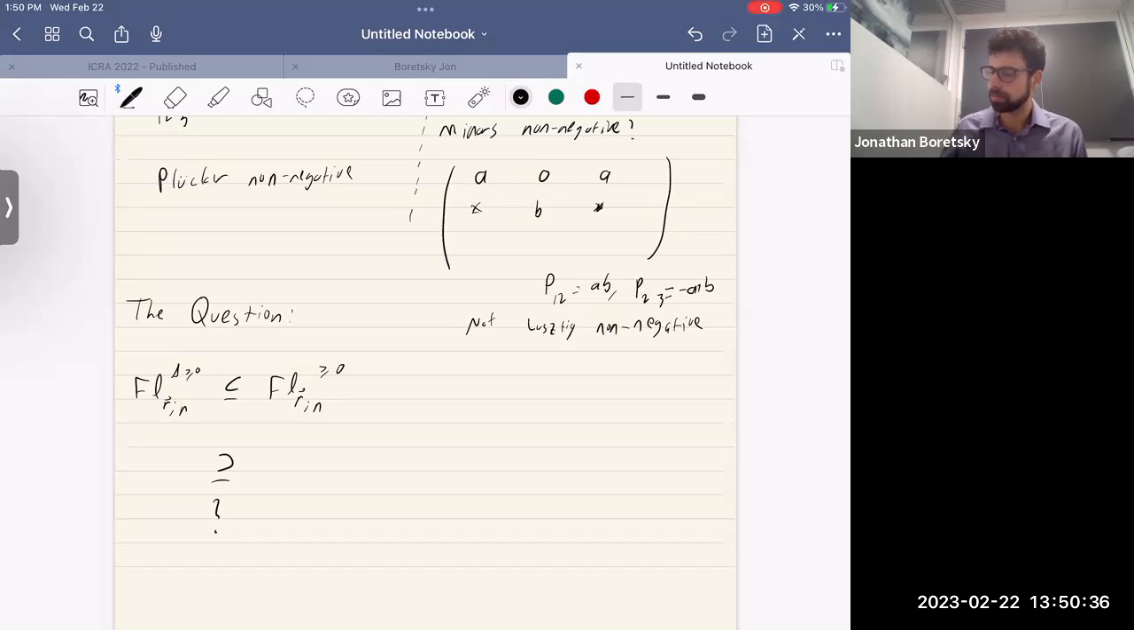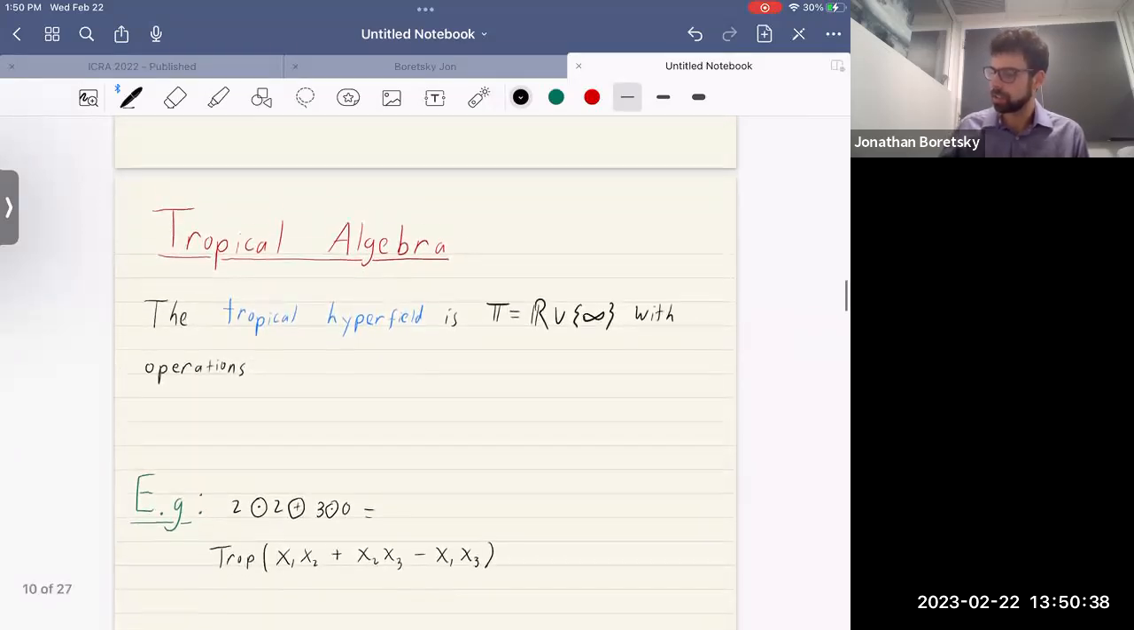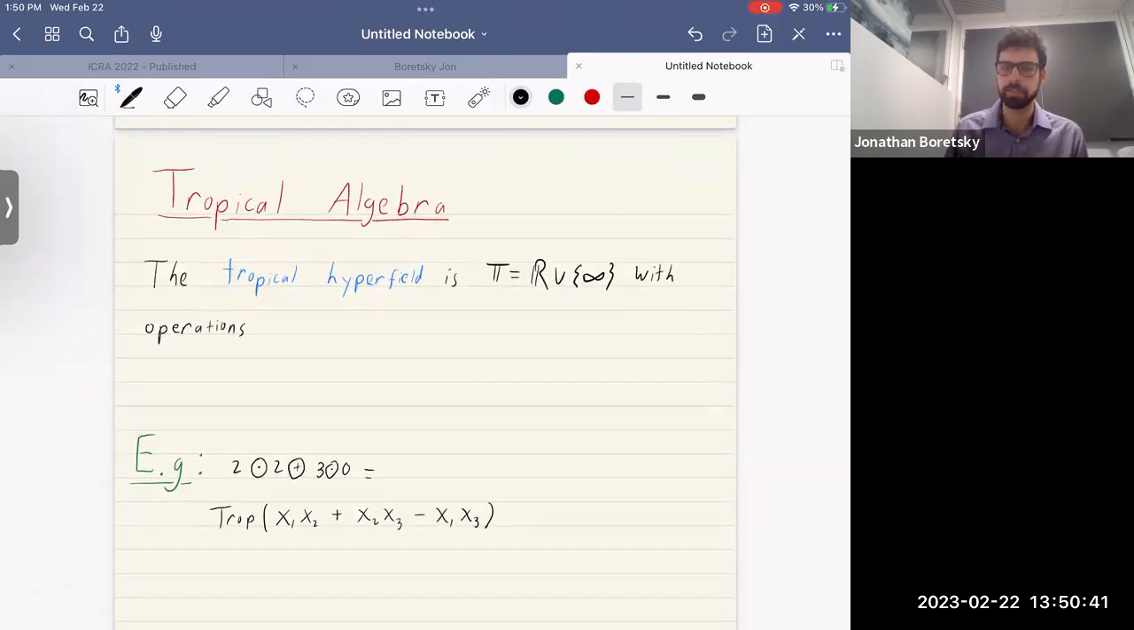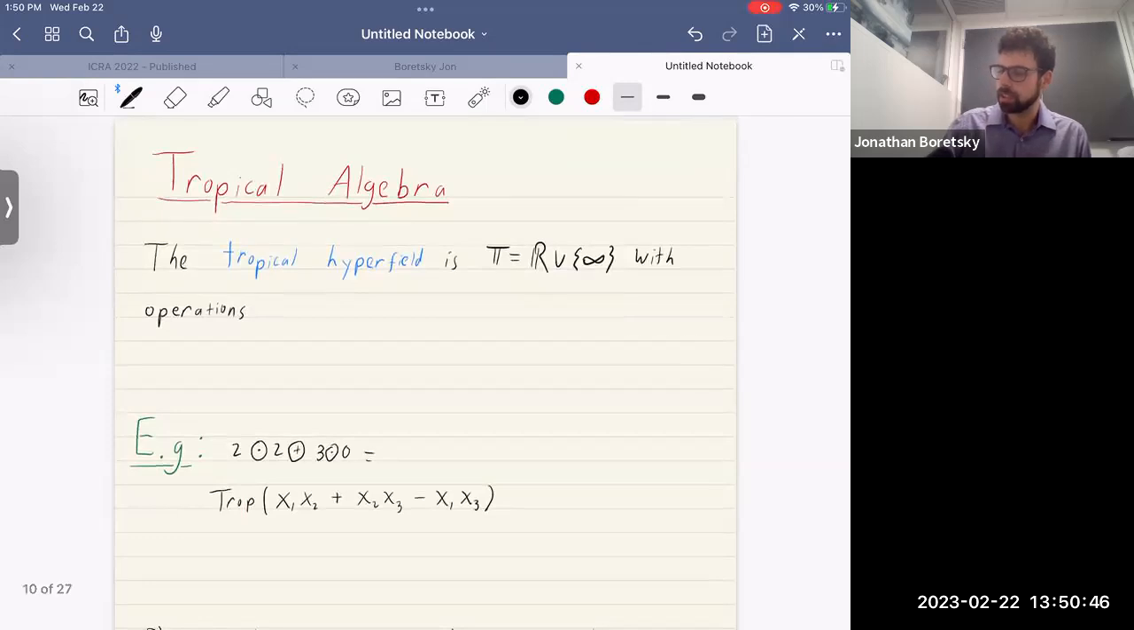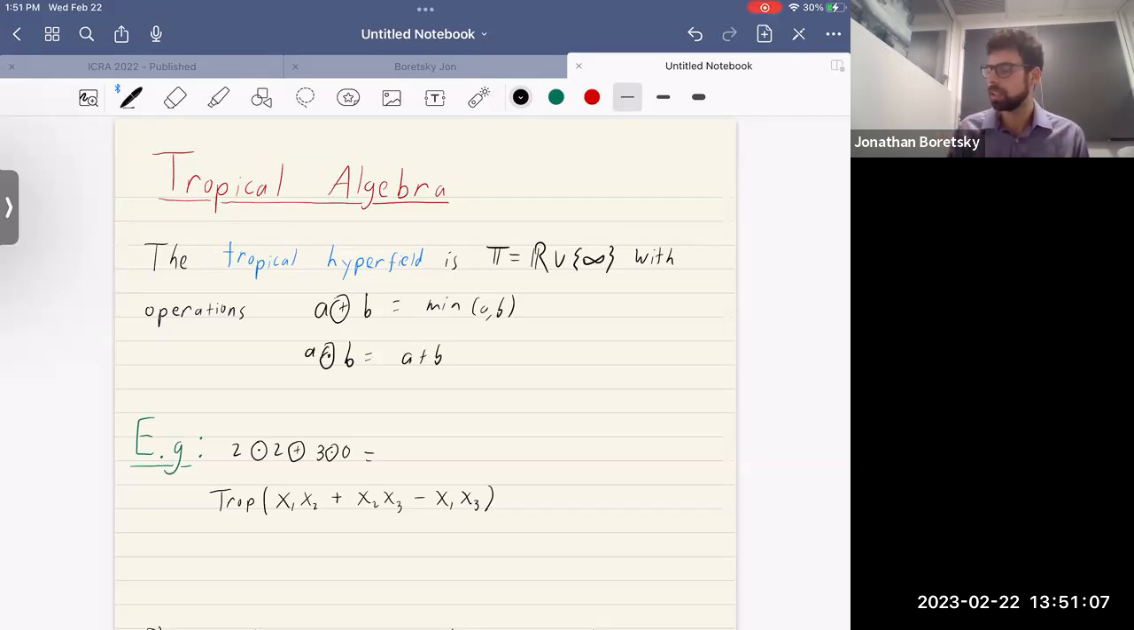Okay, so we'll come back to this. Before we get there, I want to tell you a little bit about tropical algebra and the tropical flag variety. So the tropical hyperfield is the set R union infinity, and we're going to give it some operations. We're going to do tropical addition, which we'll denote with a circled plus. This will be the minimum of A and B. And tropical multiplication, which we'll denote with a circled times, is going to be A plus B, where that plus is normal real addition, and A plus infinity is always infinity.